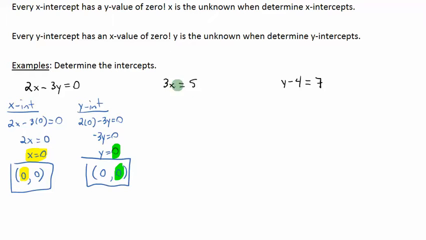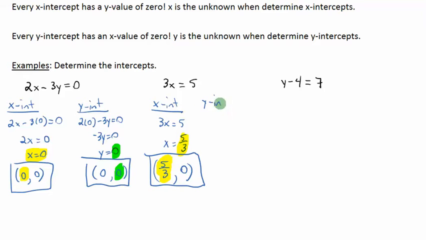Let's look at the second equation and determine the x-intercept. I need to plug in 0 for y. There is no y, so there's nothing to plug in. So I rewrite my equation, and I can solve for x, divide both sides by 3, and I get 5/3. So my x-intercept is the ordered pair 5/3, because x is 5/3, and y is 0 for an x-intercept.